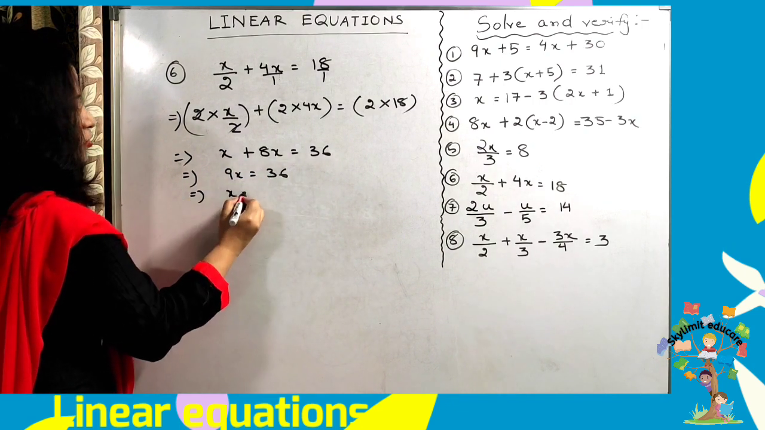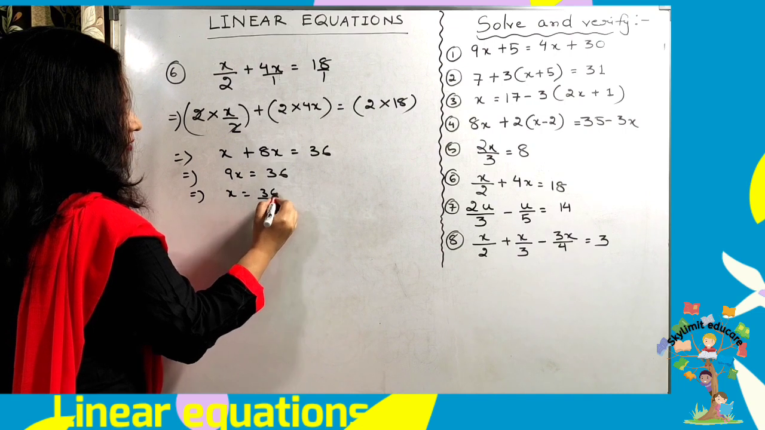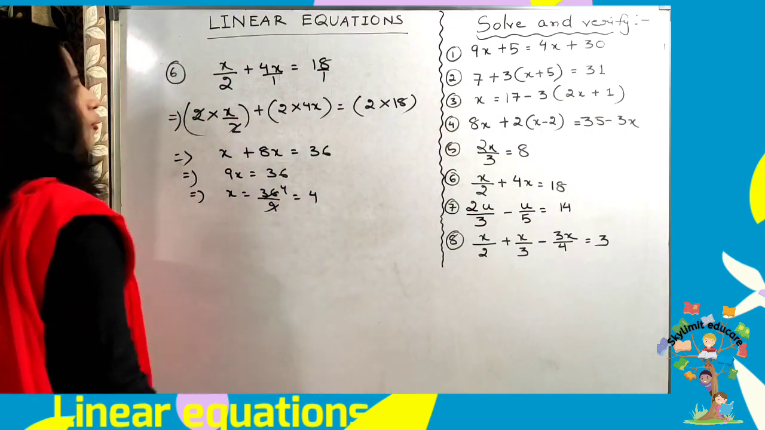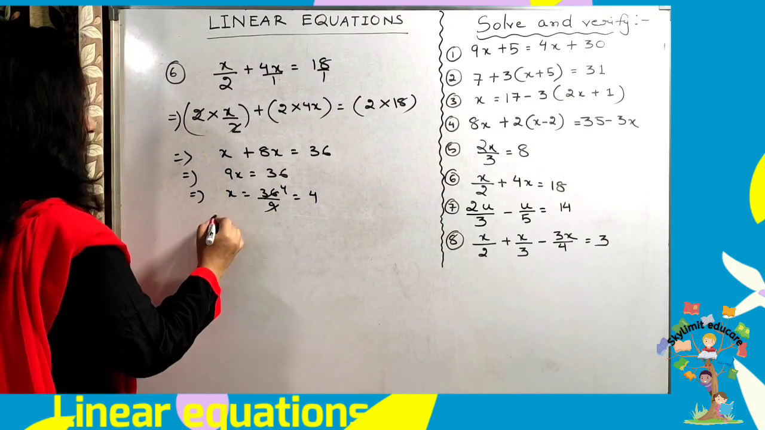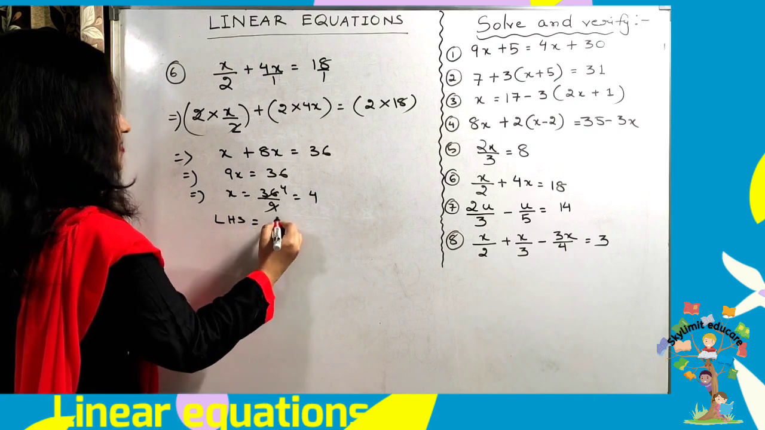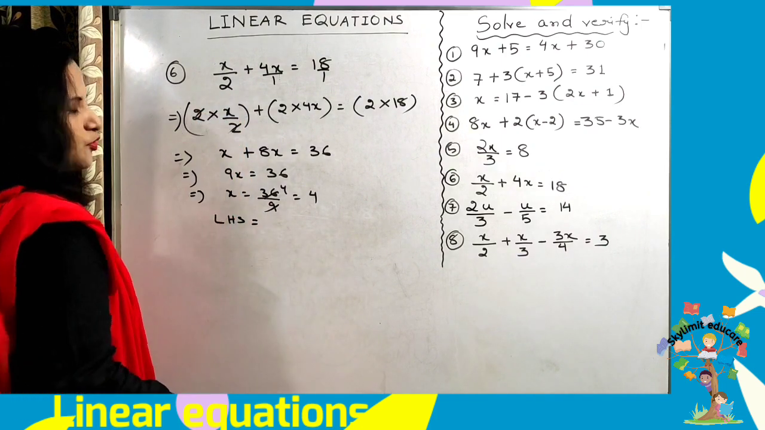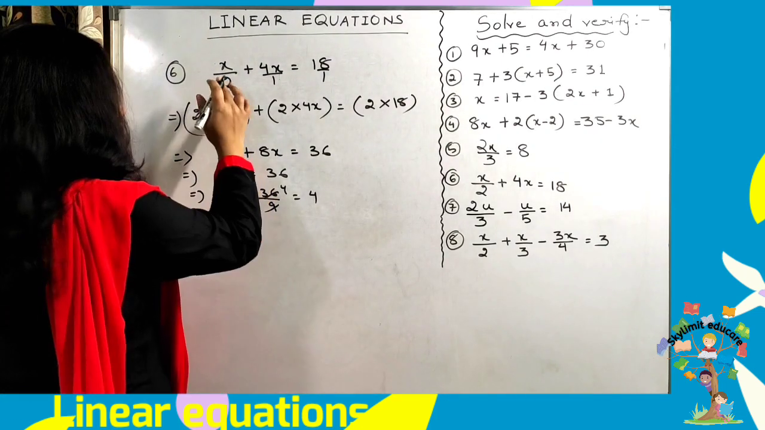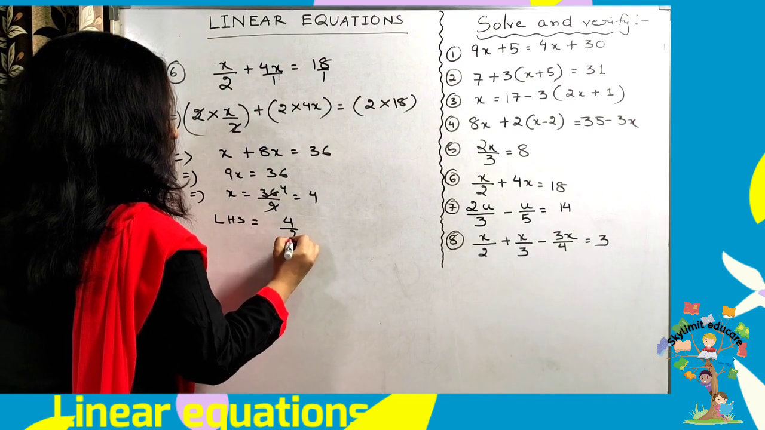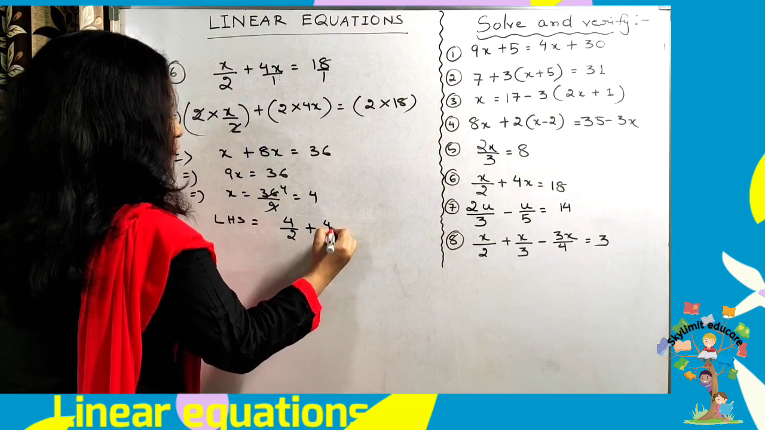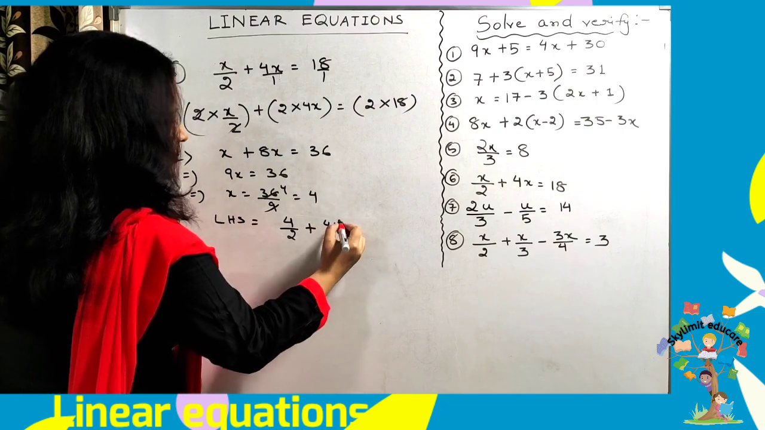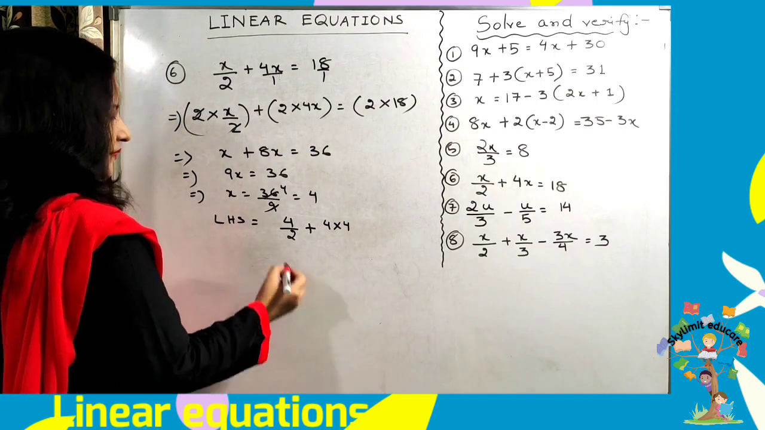So x will be equal to 36 divided by 9. That is equal to how much? 4. And now we can verify it. Left hand side is x by 2. I am just putting the value. Okay. So x by 2, what I will write? 4 by 2 plus 4 multiplied to x. 4 multiplied to 4. Yes?